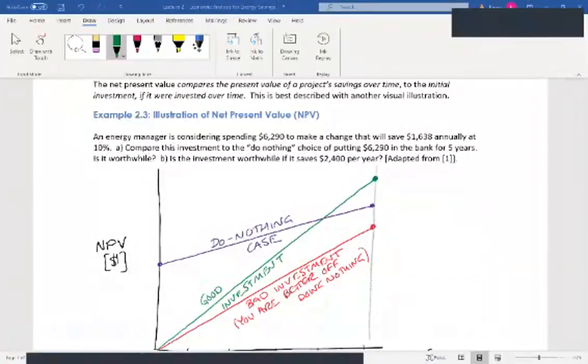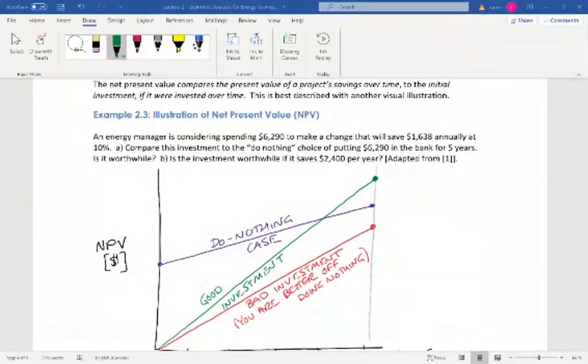Net present value has a bit of a confusing definition, comparing the present value of a project's savings over time to the initial investment if it were invested over time. What that means is you're going to spend some money on a project. Is it going to save me enough over time?